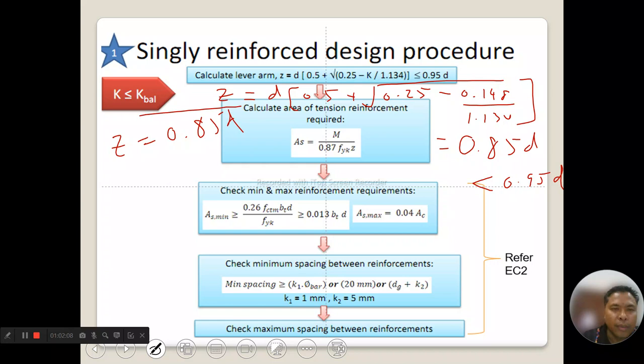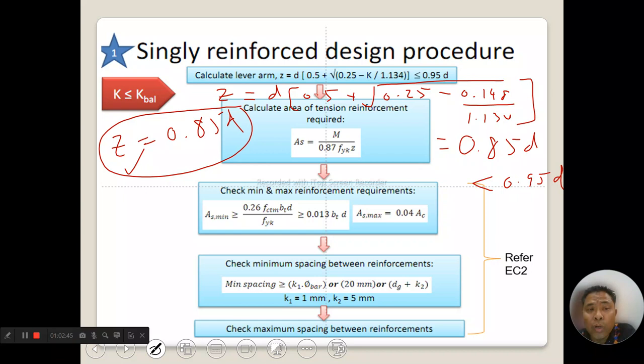Tapi kalau katalah Z tu lebih daripada 0.95D, contohlah dapat 0.96, Z kat situ adalah 0.95D. Maksudnya you kena ambil nilai yang terkecil antara nilai Z yang you dapat tadi dengan 0.95D. Contohnya macam 0.85D dengan 0.95D, dah tentu yang kecil 0.85D. So that's why saya dapat Z ni macam ni. Tapi kalau Z you dapat tu 0.96D, so the smaller between 0.96D and 0.95D adalah 0.95D. So di masa itu Z you akan dapat 0.95D.